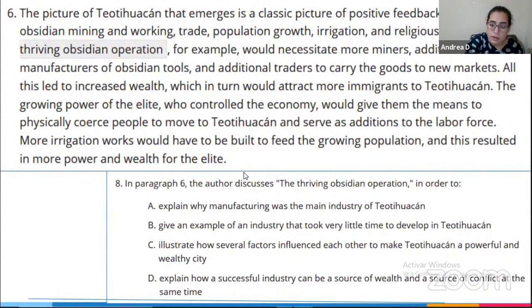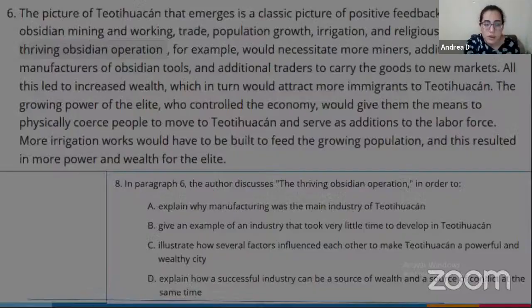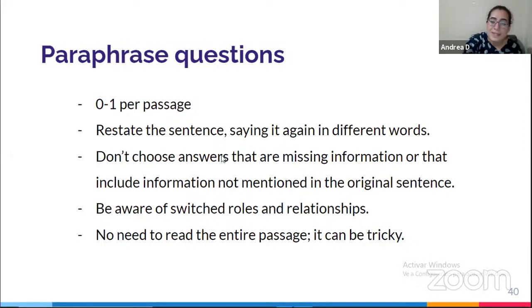So next one. Paraphrase questions. Okay, we're here. As the name suggests, they're going to be asking for synonyms. Basically, they're going to give you one sentence, and they're going to ask you which one of these options is closest to the sentence above or to the sentence below. So you just need to paraphrase the original sentence that they're giving you.